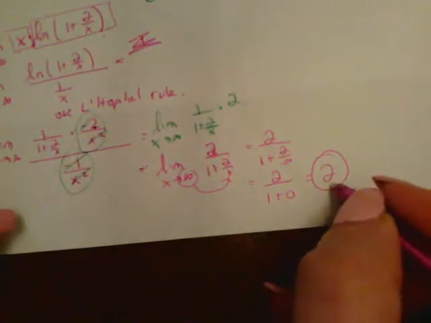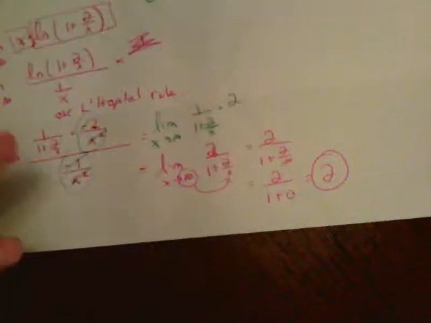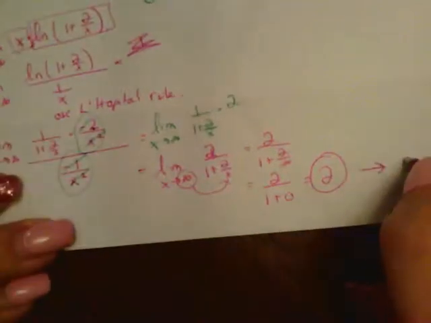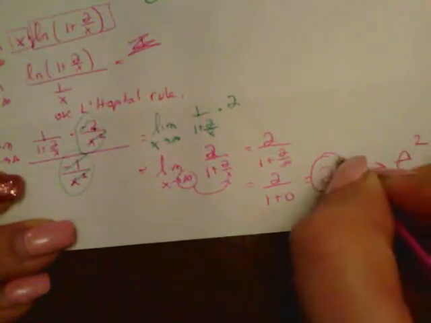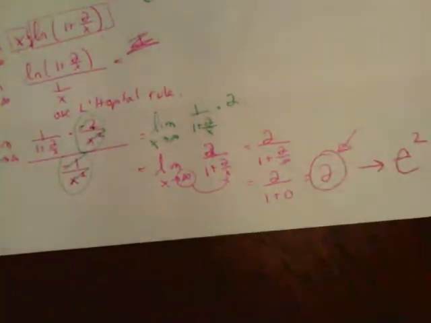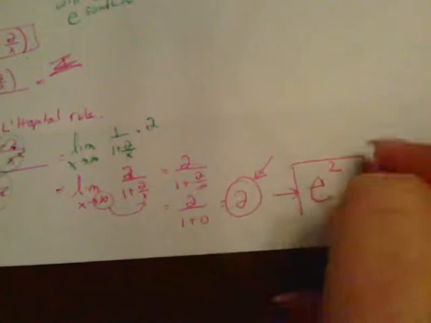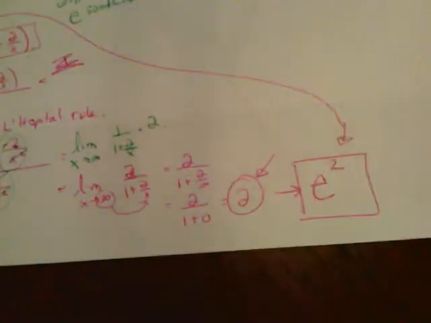Now remember that this is the limit of this part right here. Since we had to use logs, our actual answer is going to be e to whatever we just got. So it's going to be e squared, because don't forget that we actually used natural logs in order to solve this.